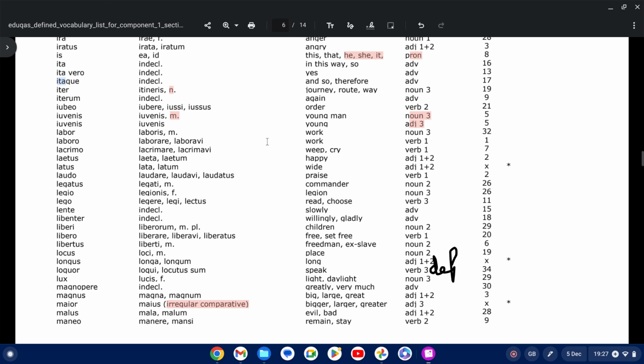Okay, next we have legatus, legati, which means commander. I've also added on the Quizlet set ambassador. It can also mean legate, which is an English word that comes from this, and it looks basically the same. Next we've got two kind of related words again. Legio, legionis, which means legion. Very easy to realise that's where the English comes from. And then lego, legere, legi, lectus, which means read or choose.